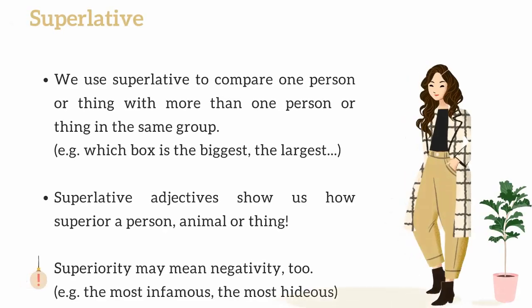Superlative. We use superlative to compare one person or thing with more than one person or thing in the same group. For example, which box is the biggest, or which room is the largest. Superlative adjectives show us how superior a person, animal, or thing is. Be careful. Superiority may mean negativity too. For example, the most infamous or the most hideous.